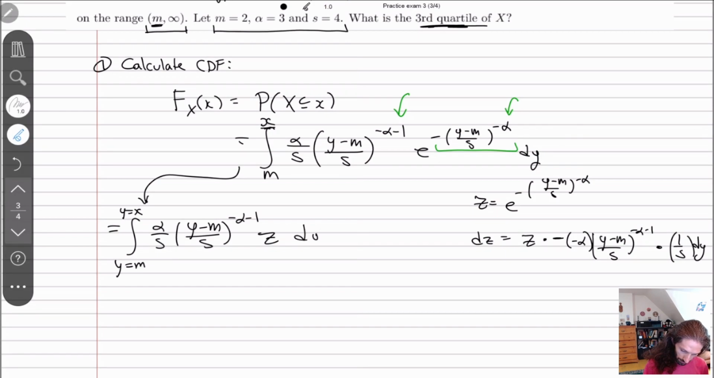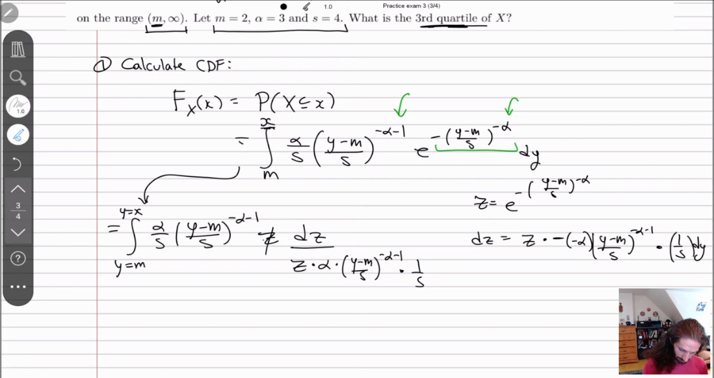So dy is equal to dz divided by all of this. So we have z times minus minus becomes positive, so it's just alpha times y minus m over s minus alpha minus 1 times 1 over s. Now here you're going to notice a lot of things cancel.